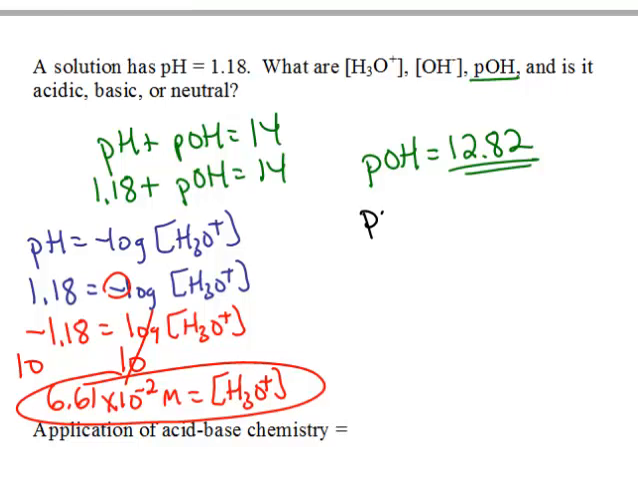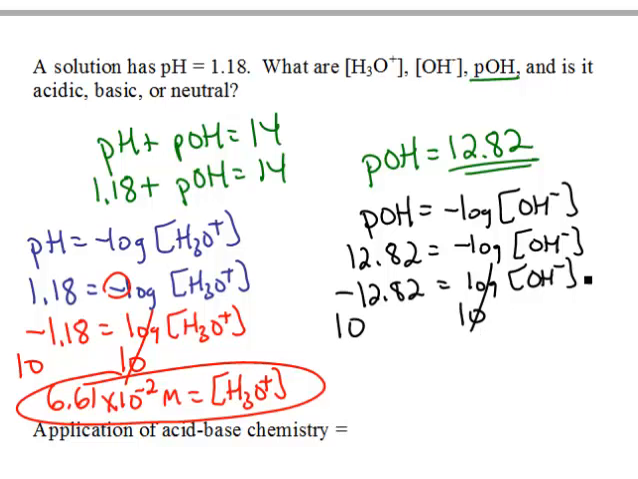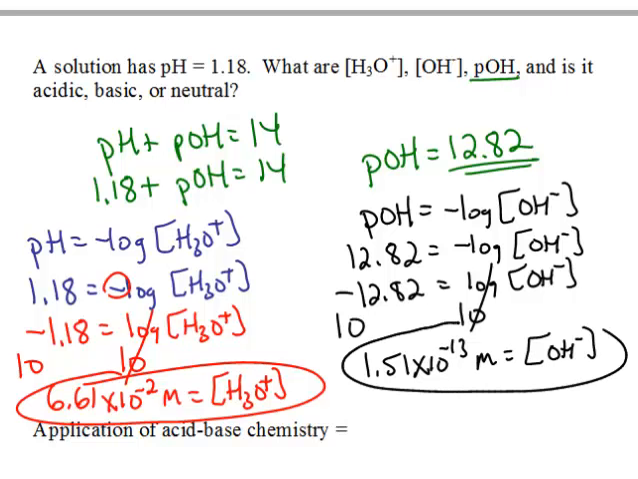We can use the pOH to give us the hydroxide concentration, the same way. pOH was 12.82. Bring the negative sign over. Negative 12.82 equals the log of hydroxide. Get rid of the log by using 10 as the base. 10 to the negative 12.82 is 1.51 times 10 to the negative 13. That's the concentration of hydroxide.